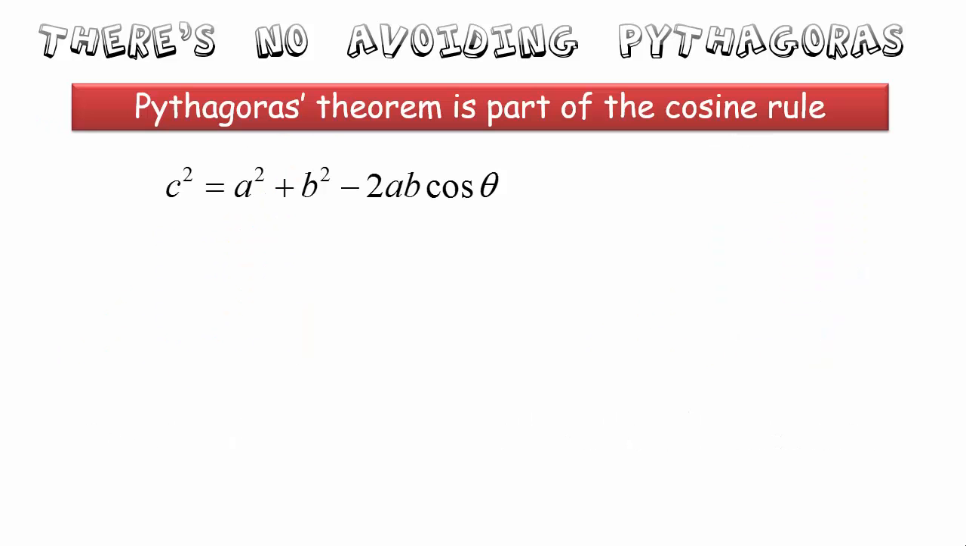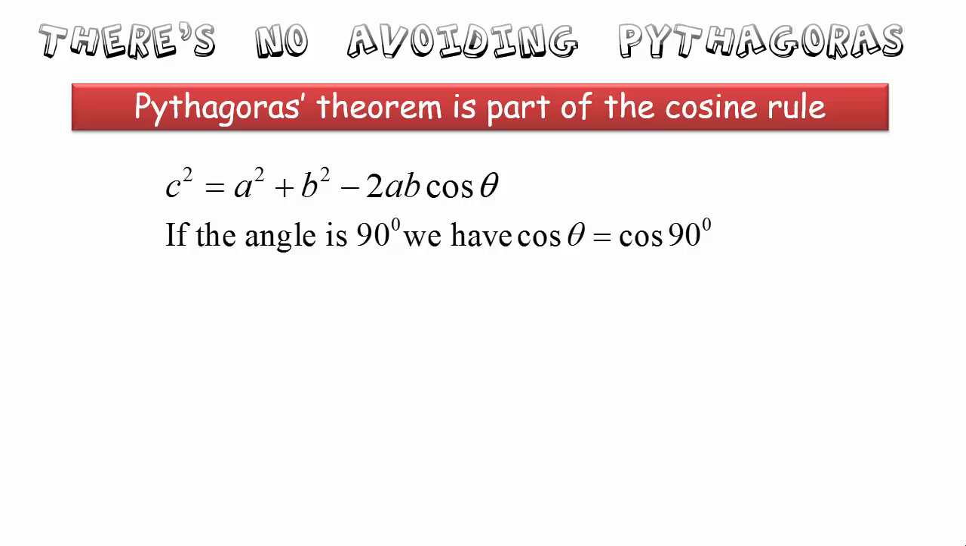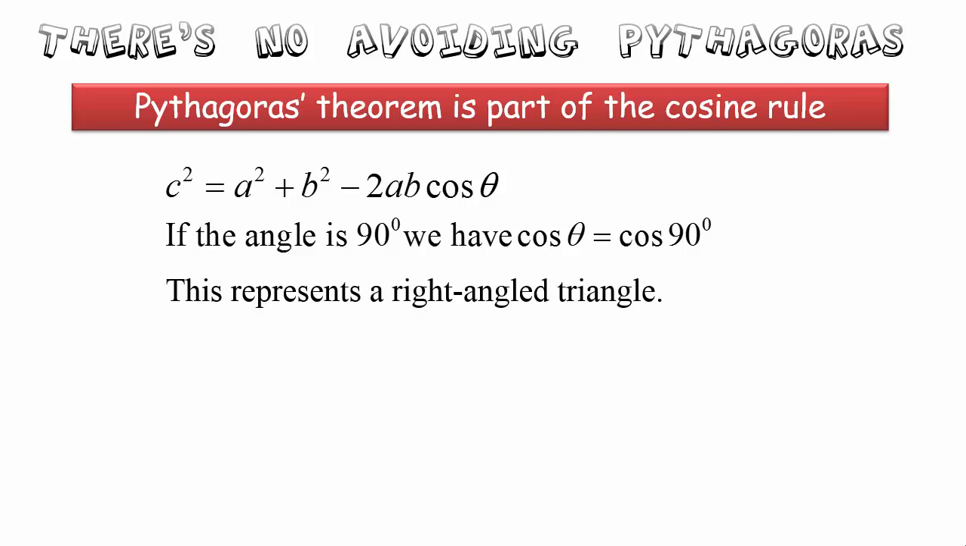Let's prove it. There's the cosine rule. Let's suppose we have a right-angled triangle. That means the angle will be 90 degrees. Therefore, we have cos theta equals cos of 90 degrees. And of course, that represents a right-angled triangle. Cos of 90 degrees is always 0.